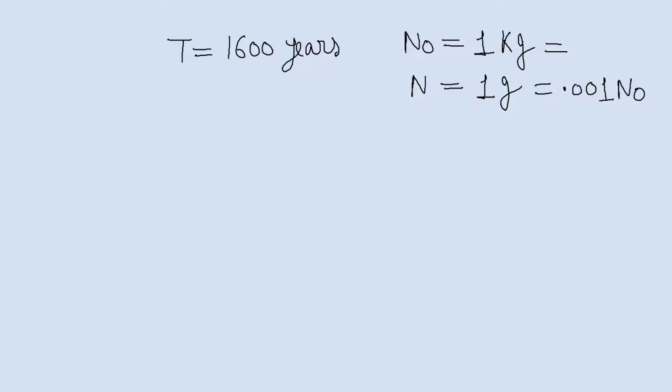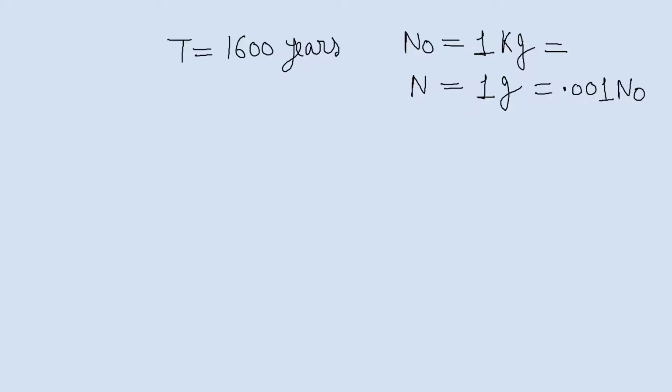Let's solve this question. In this question, half-life is 1600 years. N0 is the initial value of the substance, which is 1 kilogram, and the final value of the substance is 1 gram. So we can write N in terms of N0 as 0.001 times N0.